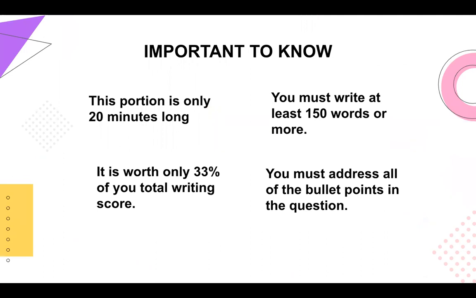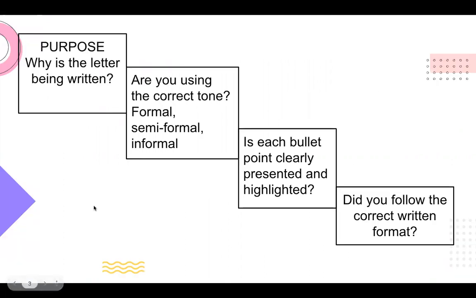to write them. Before we begin, you must first know that there are some important things that you need to be aware of, and that is that it's only 20 minutes long. Out of the 60 minutes in writing, this is only 20 minutes long. You must write at least 150 words or more. Do not write less than 150 words. It is worth only 33% of your total writing score, and you must address all of the bullet points in the question. And I will explain what that means. We will look at some questions and I will explain them to you.